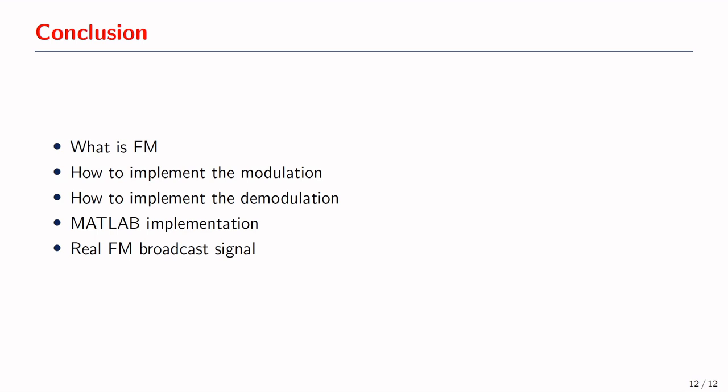So in conclusion, we first saw what we mean by frequency modulation and how to implement the modulation and demodulation operations. Then we saw how to simulate frequency modulation and demodulation using Simulink. And finally, we investigated a real FM broadcast signal and saw its properties.